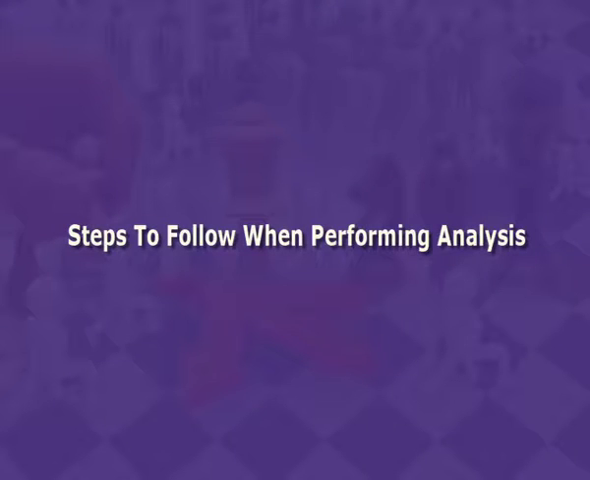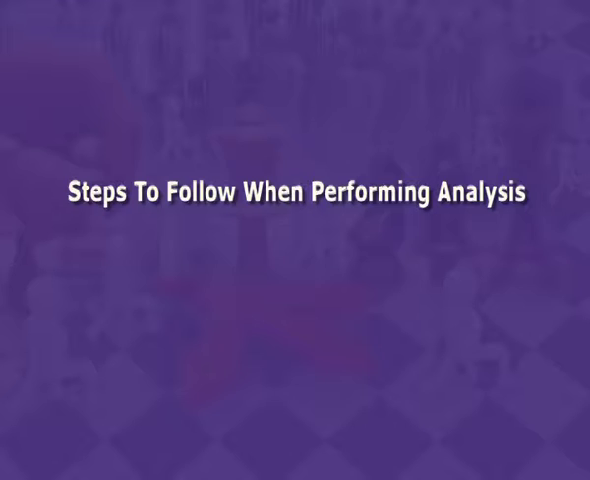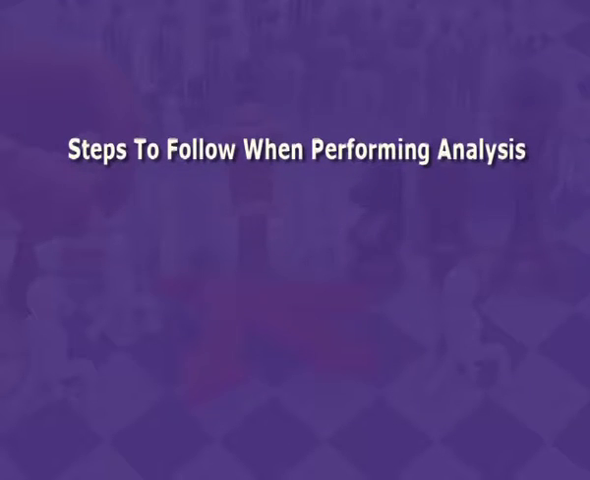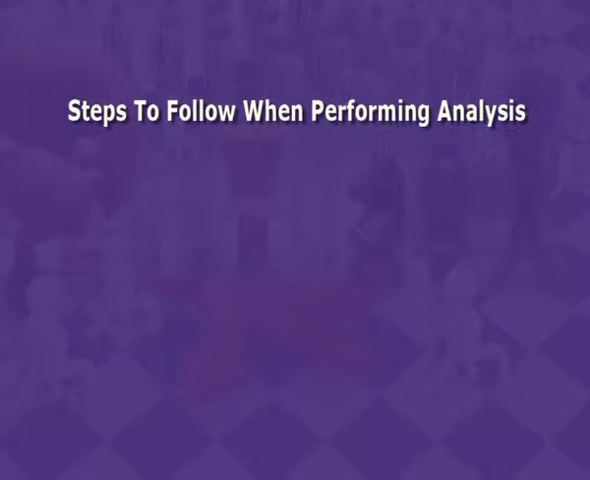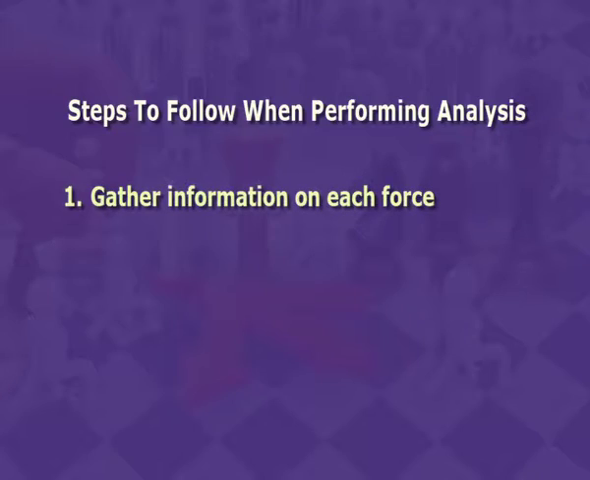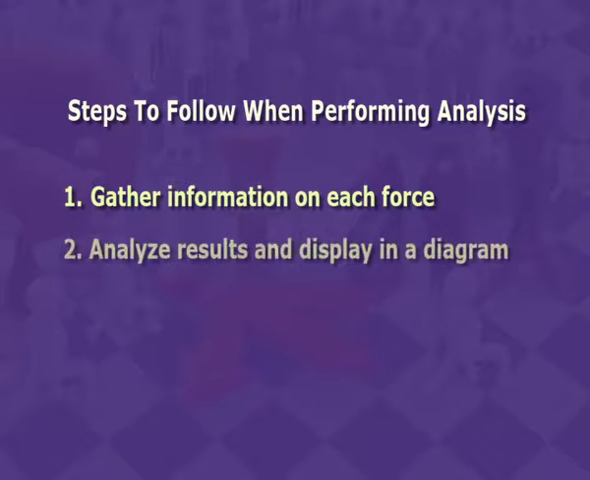Now, steps to follow when performing analysis. A company may follow three basic steps when performing an industry analysis. First, gather information on each force. During the first step, the company should gather information about their industry using the five forces as a guide for classifying this information. Second, analyze results and display in a diagram.